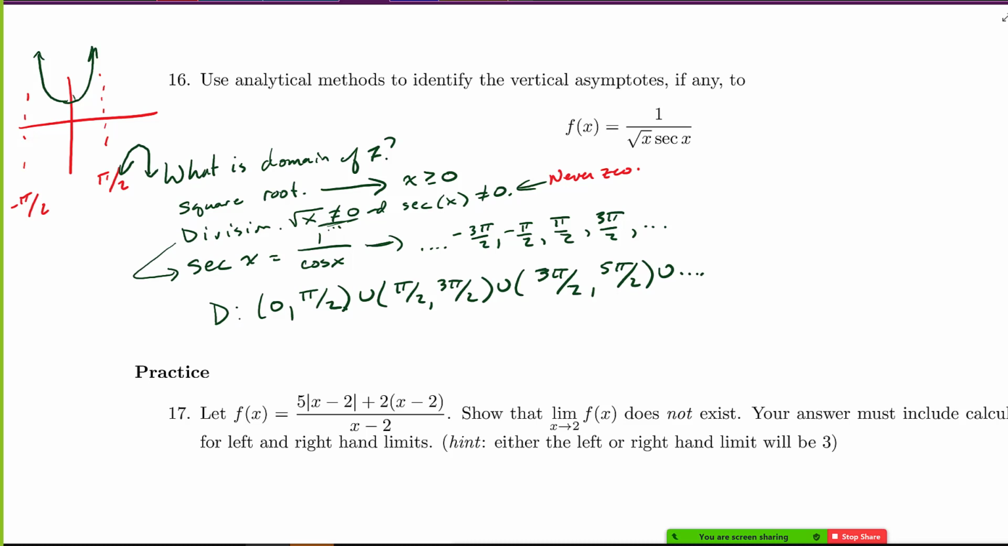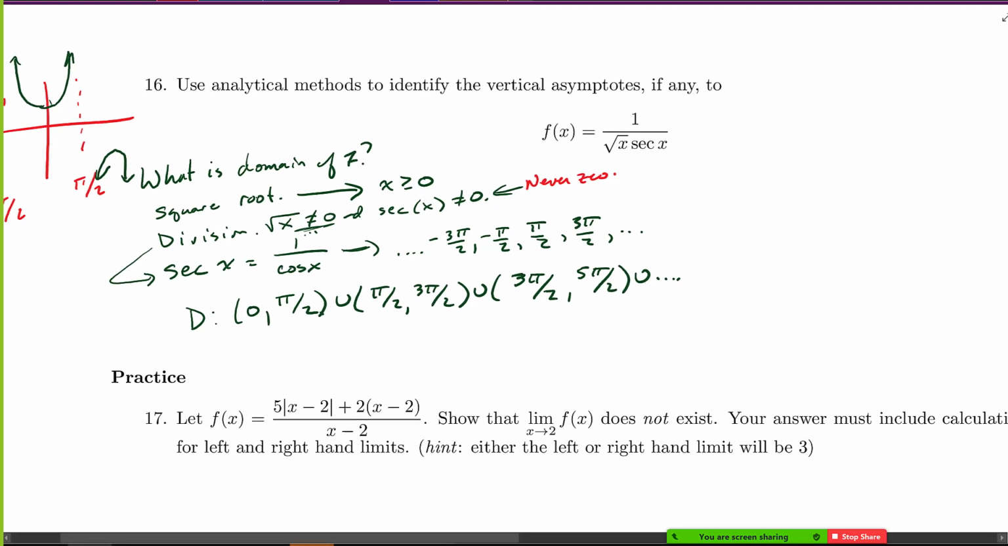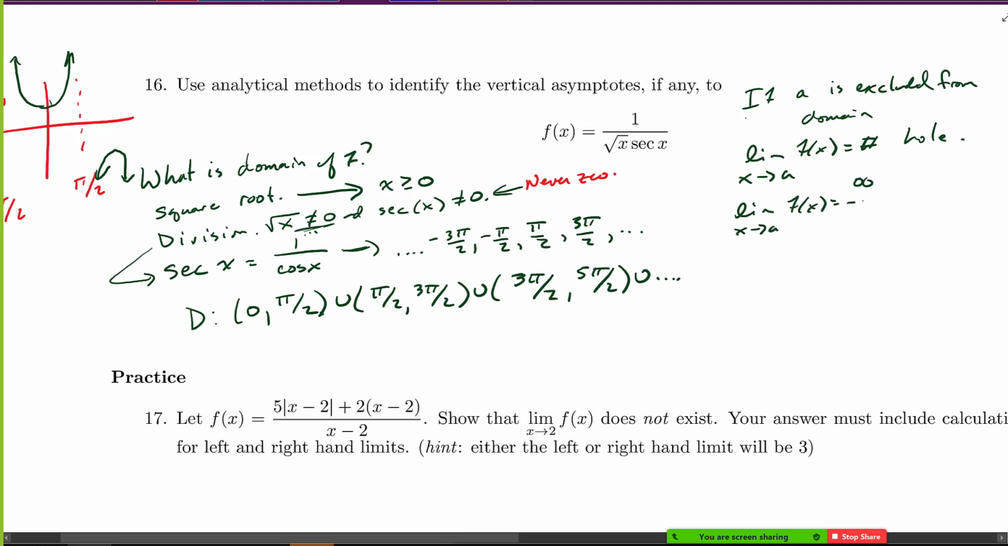So now that we've got the domain, we know that each one of the exclusions in the domain, 0, pi over 2, 3 pi over 2, 5 pi over 2, those are either going to give rise to a vertical asymptote or a hole. If a is excluded from the domain and the limit as x approaches a of f of x equals a number, that shows that there's a hole. And if the limit as x approaches a of f of x equals infinity or minus infinity, or any of the left or right hand limits equals infinity or minus infinity, then we've shown that there's a vertical asymptote.